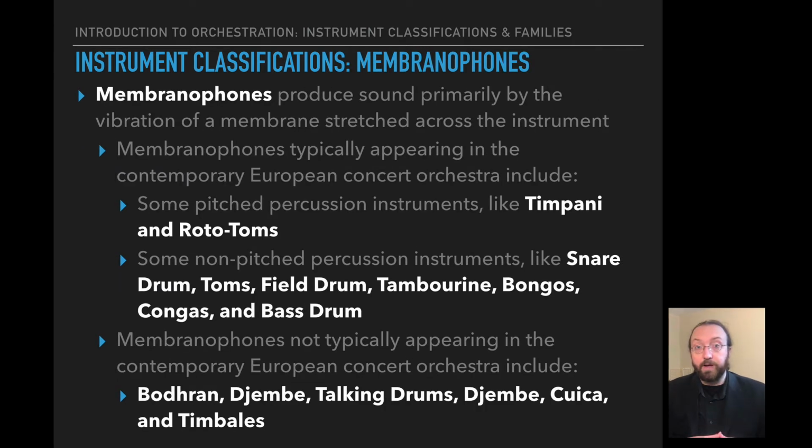Membranophones are also frequently found in the percussion section. They produce sound primarily by the vibration of a membrane or skin stretched across the instrument. Membranophones typically appearing in the contemporary European concert orchestra include instruments that are pitched, like timpani and rototoms, and some non-pitched percussion instruments, like snare drum, toms, field drum, tambourine, bongos, congas, and bass drum. Membranophones not typically appearing in the contemporary European concert orchestra include the bodhran, the djembe, talking drums, cuica, and timbales. Apparently I was very excited about the djembe and included that twice.